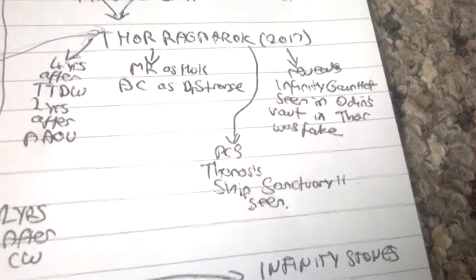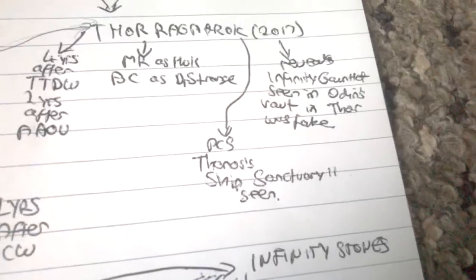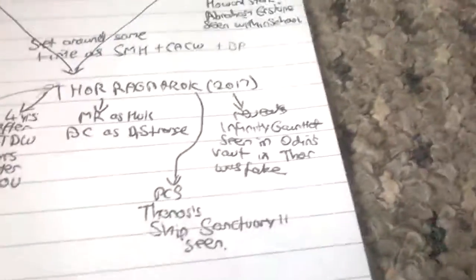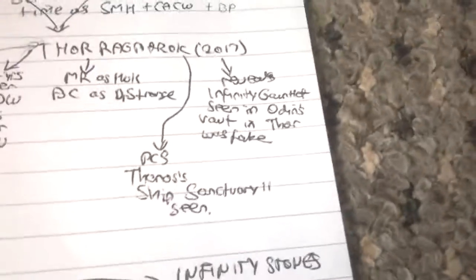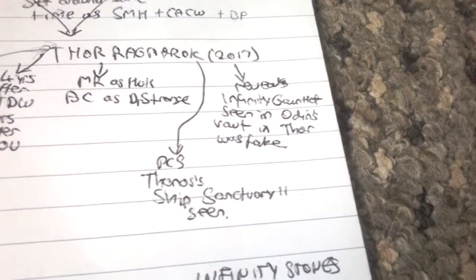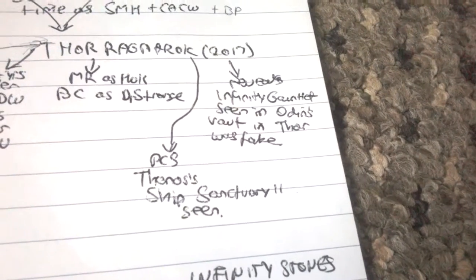There's a post-credit scene of Thanos' ship Sanctuary II, which is the very end. When I first saw it, I thought it was the Guardians of the Galaxy ship, because I'm a noob, and I don't watch Guardians of the Galaxy. I don't like it, it's terrible. And it reveals the Infinity Gauntlet seen in Odin's vault. Odin is Thor's dad. Seen in his vault in the first Thor film was fake.